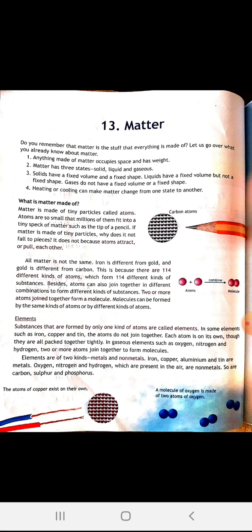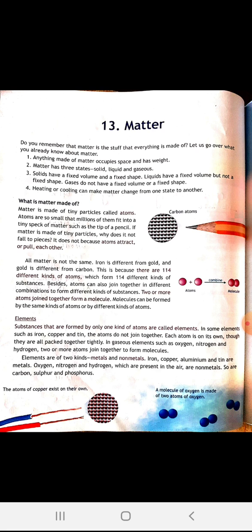All matter is not the same. All of you know that iron is different from gold and gold is different from carbon. This is because there are 114 different kinds of atoms, which form 114 different kinds of substances. Besides, atoms can also join together in different combinations. When they join together in different combinations, what do they form? They form different kinds of substances. Two or more atoms joined together form a molecule, and molecules can be formed by the same kinds of atoms or by different kinds of atoms.